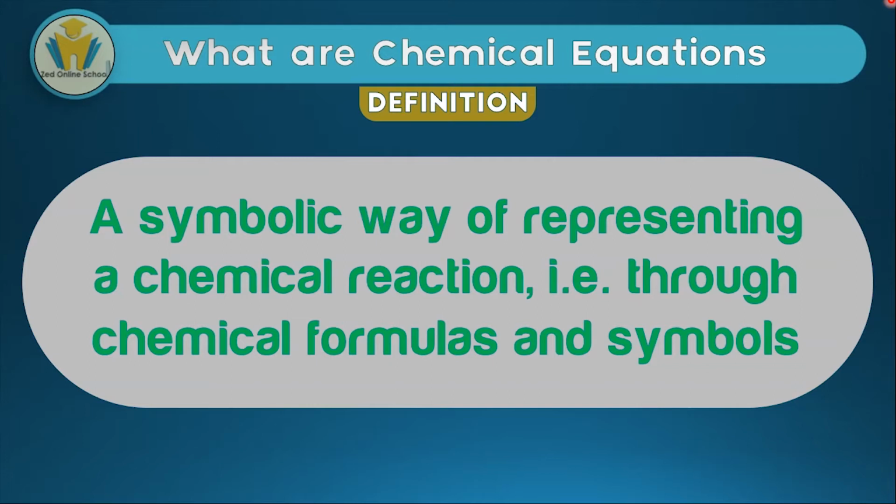As you can see, a chemical equation is just a symbolic way of representing a chemical reaction. Elemental symbols are just those symbols found on the periodic table that represent each element.